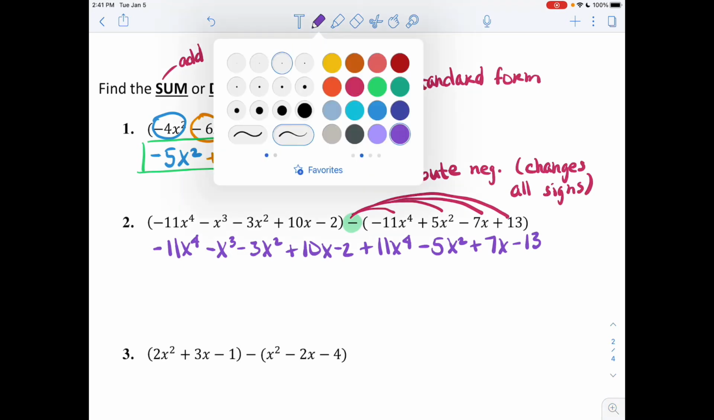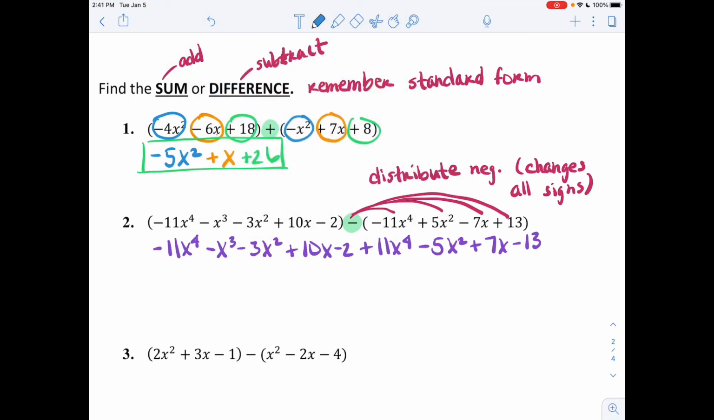I see that my biggest term that I have is a 4th power. I have an x to the 4th here. I also have an x to the 4th here. Notice that I have a positive 11 and a negative 11. Those are simply going to cancel out because they're opposites of each other. 11 minus 11 is 0. Let's move to the x to the 3rd next. I have a negative x to the 3rd, and looking across, I don't have any other x to the 3rd. So I'm just going to write that as my first term of my final answer.